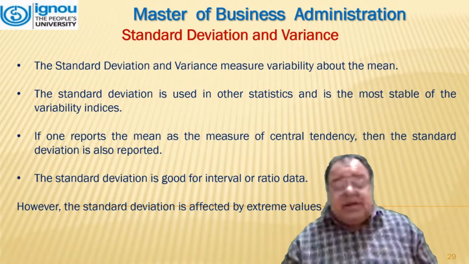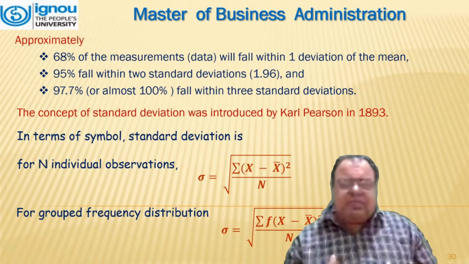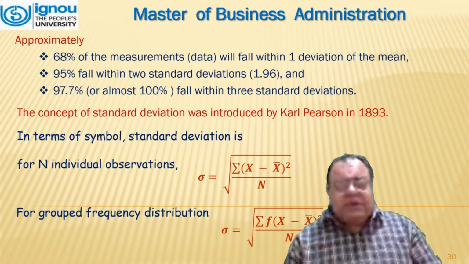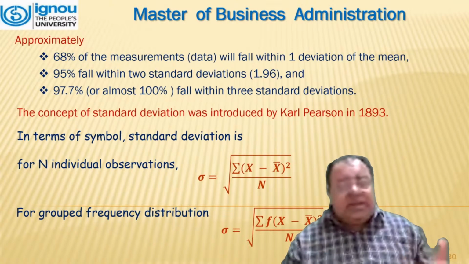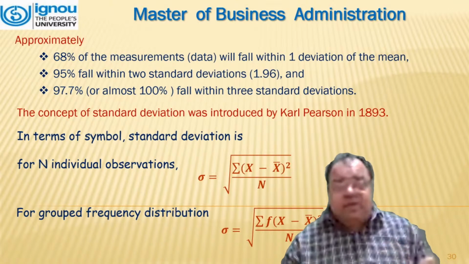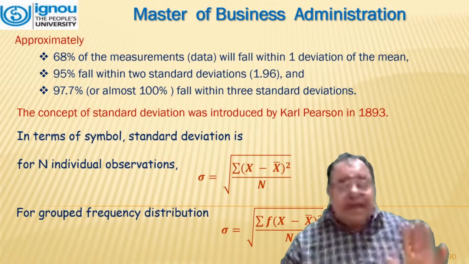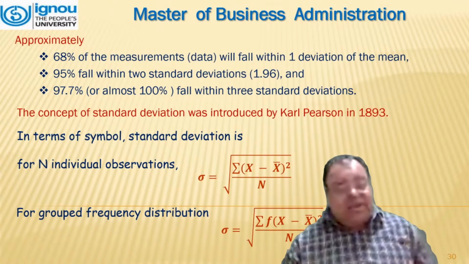However, standard deviation is affected by the extreme values. Approximately 68% of the measurements, that is data, will fall within one standard deviation of the mean. 95% falls within two standard deviations, that is 1.96, and 99.7%, almost 100%, falls within three standard deviations.